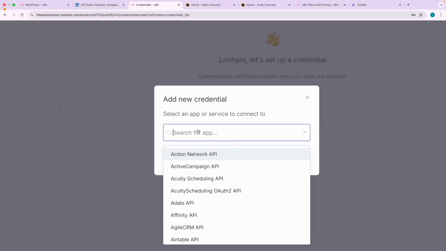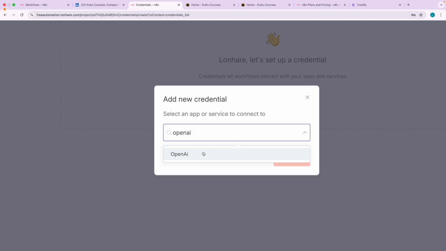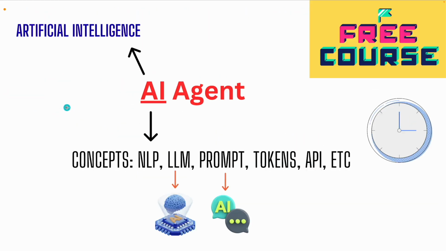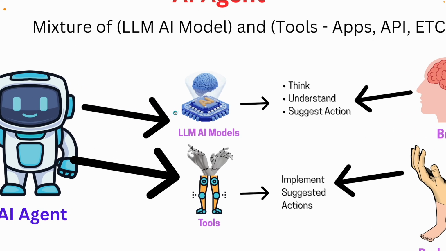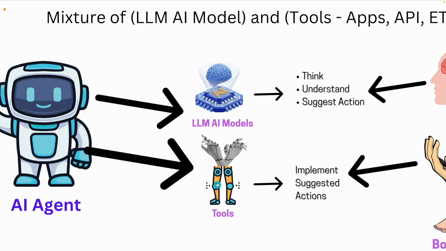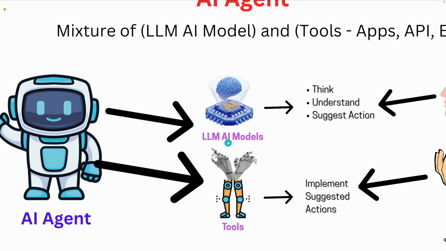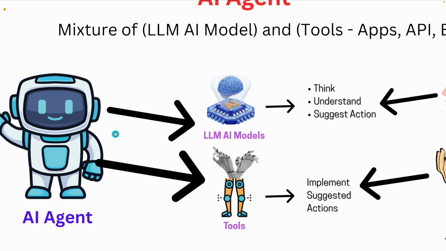So if you are going to go with OpenAI, OpenAI is basically the brain. Remember, I told you that if you want to use tools like N8N, you also have to attach an AI model, which is an LLM.